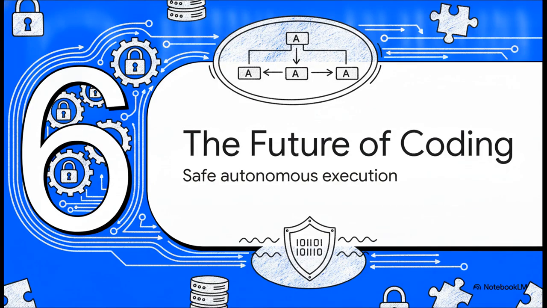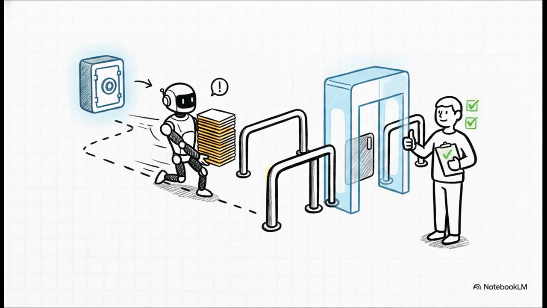Finally, we arrive at Section 6, the future of coding, orchestrating safe, autonomous execution. Now, we all know that autonomous execution without safety is a total recipe for disaster. You absolutely need unbypassable guardrails in place. And we do this through deterministic callback hooks.